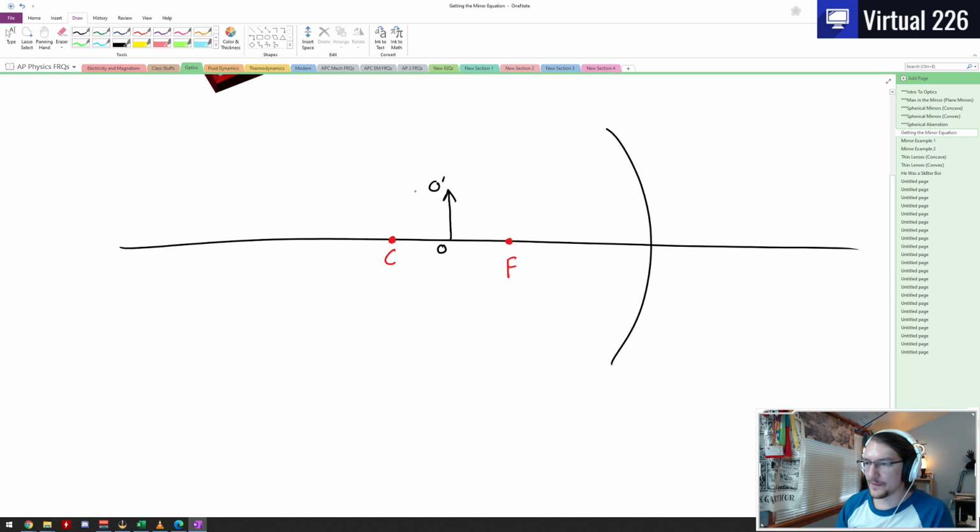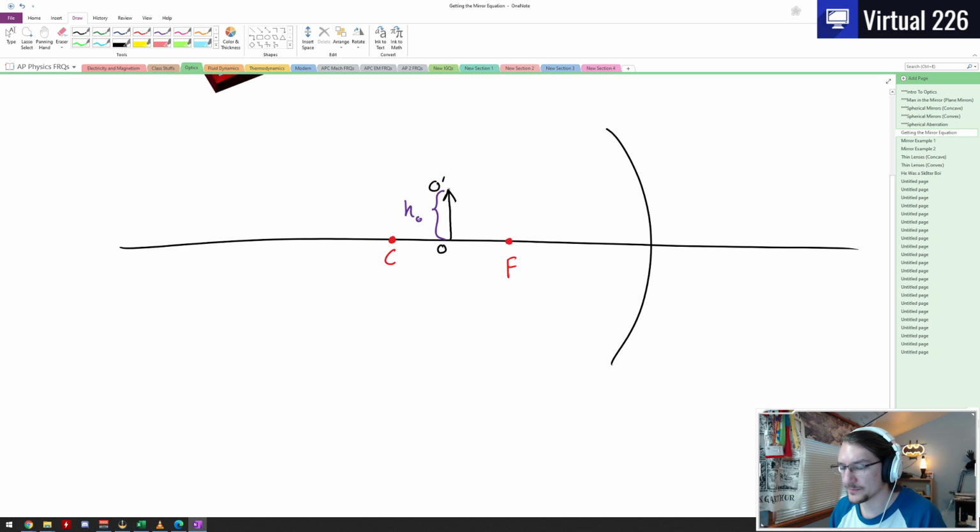Now, this object itself is going to have a height. So let's call this height of the object HO. So we've got our focal point, center of curvature, an object, the bottom and the top of the object, O and O prime, and this is the height of the object, which we're going to call HO. Now, let's try to just figure out from a ray diagram where our image will be located.